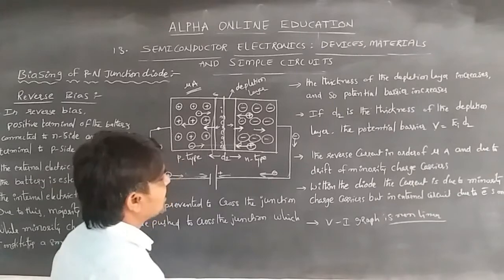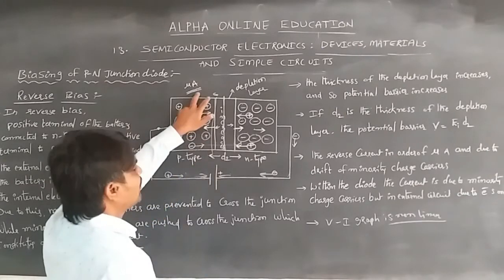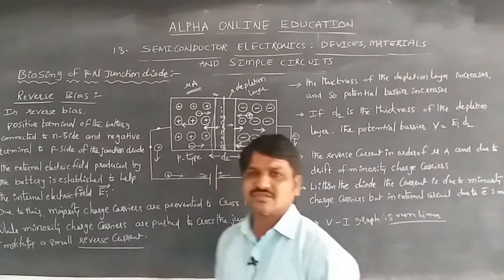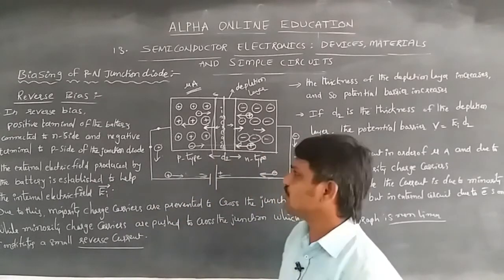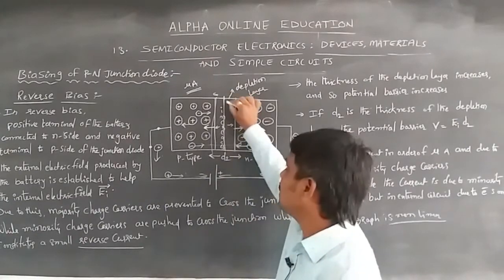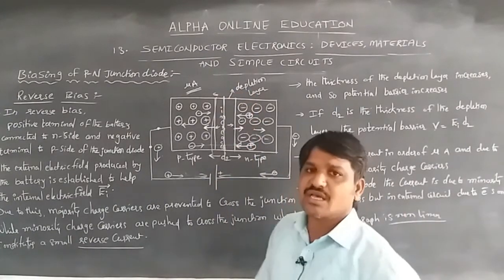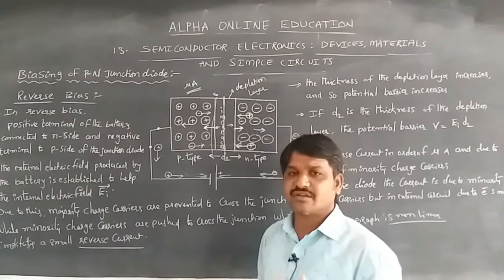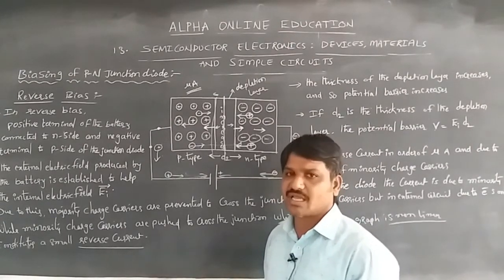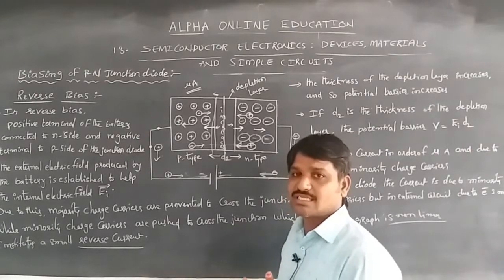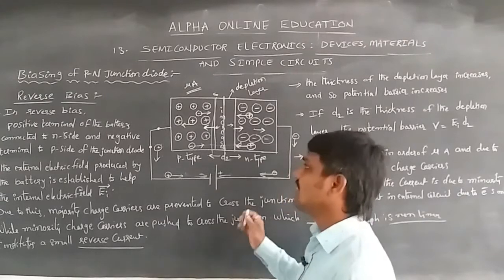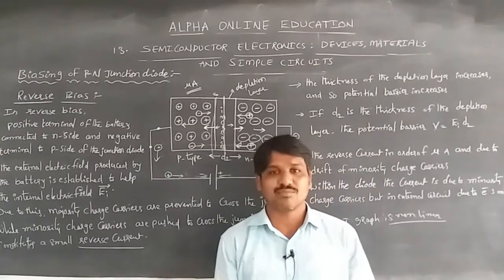So the reverse current is of the order of microamperes, and one more thing is that the potential difference increases. Finally, at some stage at the junction, due to the reverse current, the voltage increases abruptly. So that's why the breakdown is called avalanche breakdown. This is about reverse bias.